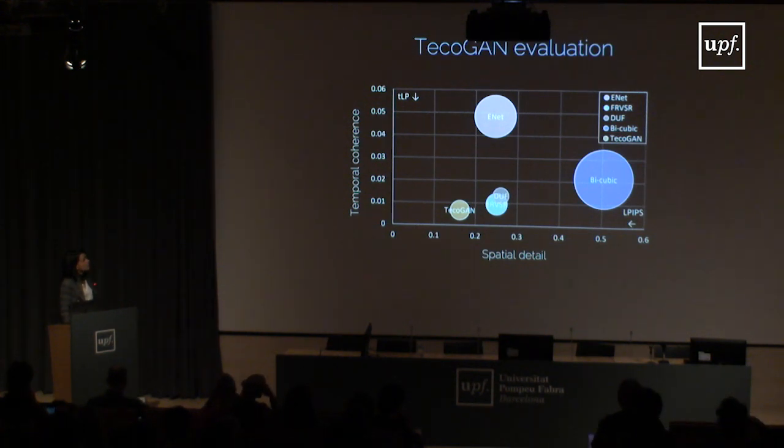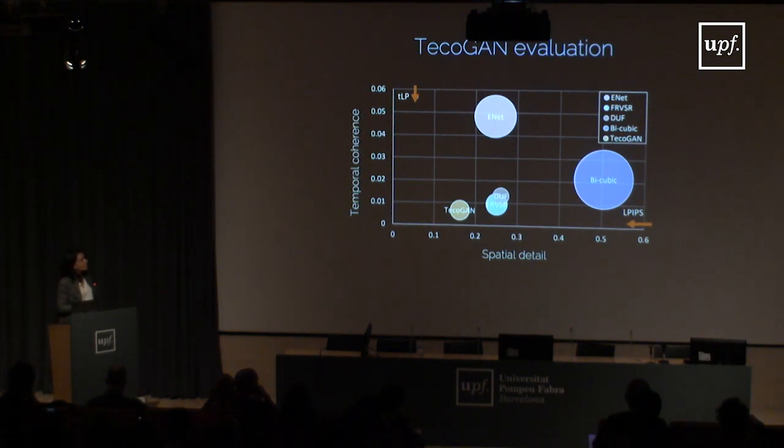And the idea here is that better results in spatial detail are to the left, so this would be where the best result would be. And for temporal coherence, better would be looking down. So overall, a method that has good spatial detail and good temporal coherence would lie here. And you can see that compared to other state-of-the-art methods, we are much, much better at keeping spatial detail while also providing temporal coherence.